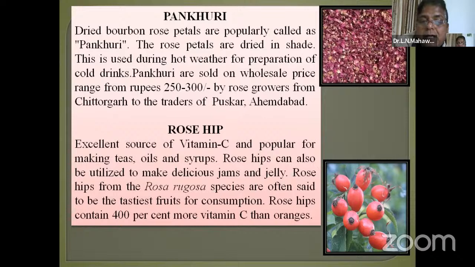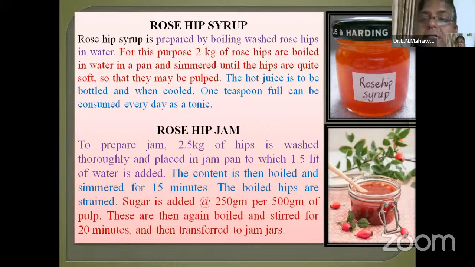Then rose hip syrup. We can prepare the syrup by boiling the washed rose hips in water. For this purpose, we can use 2 kg of rose hips, which have to be boiled in water in a pan and simmered until the hips are quite soft, so that they may be pulped, and the hot juice is to be bottled, and when cooled, 1 teaspoonful can be consumed every day as a tonic. Rose hip jam.